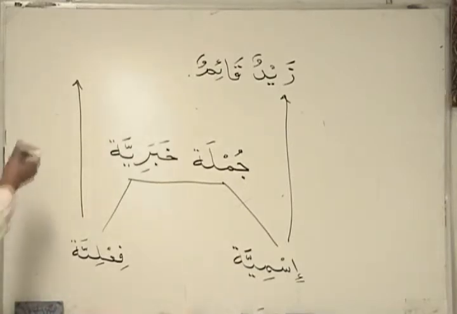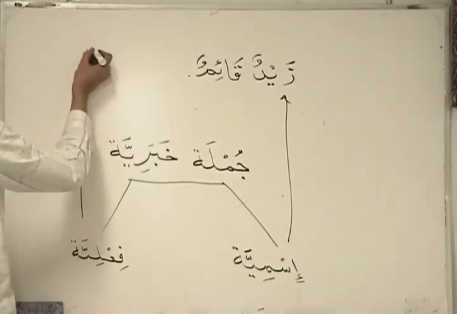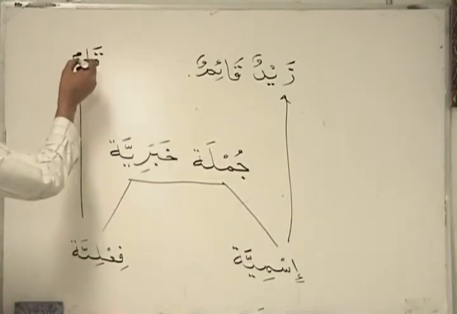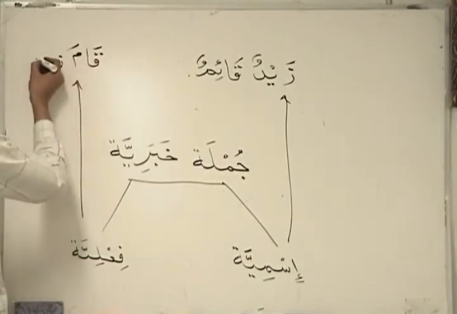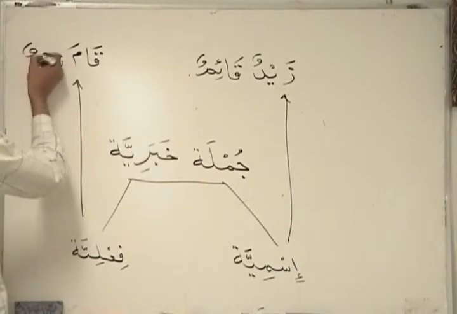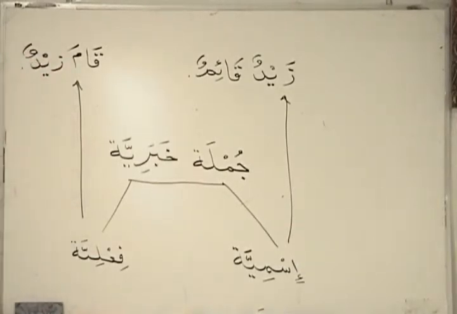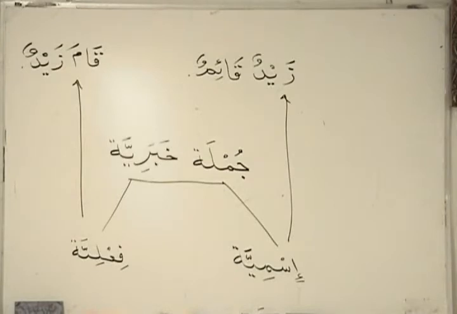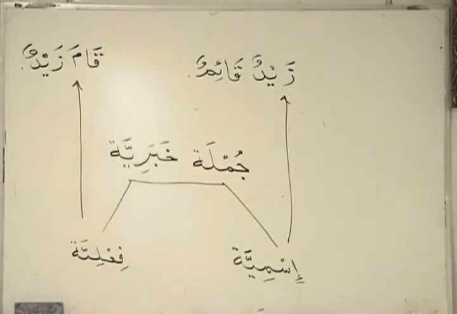On the other hand, if I say qama Zaydun, Zayd stood. Is it jumla khabariyya or insha'iyya? Insha'iyya. Because qama Zayd stood. Can I say true or false? No. Yes, I can. I'm saying Zayd stood. I have to be telling the truth or telling a lie. So it is khabariyya.